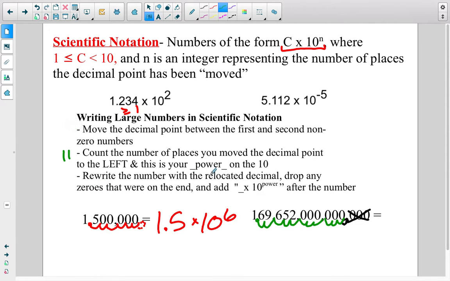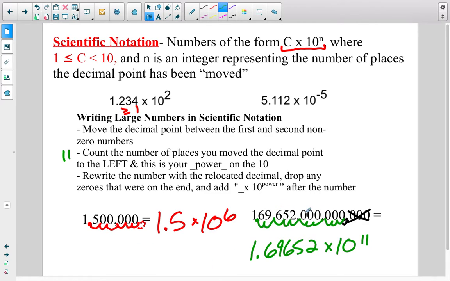Rewrite the number with the relocated decimal, so 1.69. But I've got to keep on going, 6, 5, 2. And now once I hit all zeros, I don't need to write all of those zeros down. If there was some other non-zero number here, right there, I'd have to keep going. I would have to write all those. So that's my new decimal. And then I write times 10, and then the power is going to be the number of places that we moved it, which was 11.